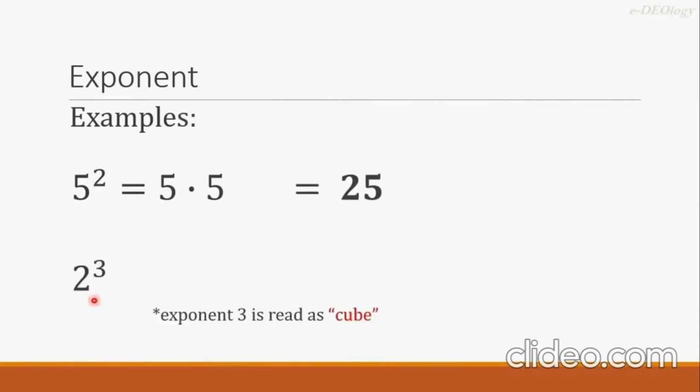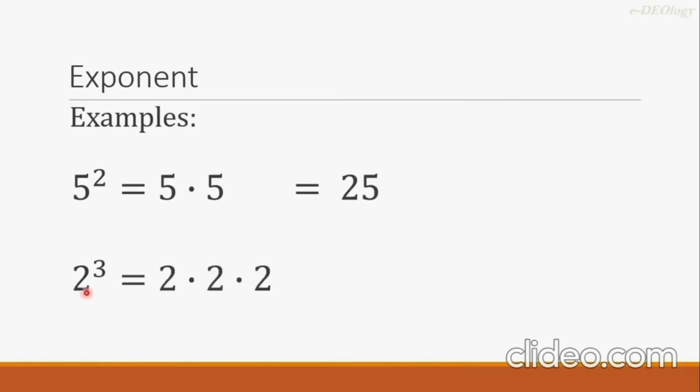Another example is 2 raised to 3. For exponent 3, there is a special name, and it is read as cube. So this example here is read as 2 cubed. So the base 2 is multiplied 3 times by itself. 2 times 2 times 2 equals 8.